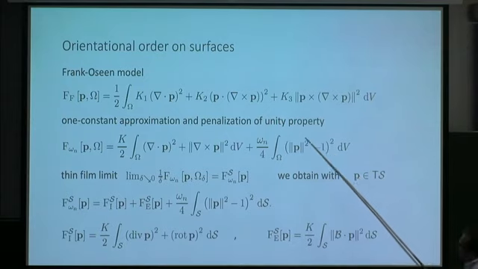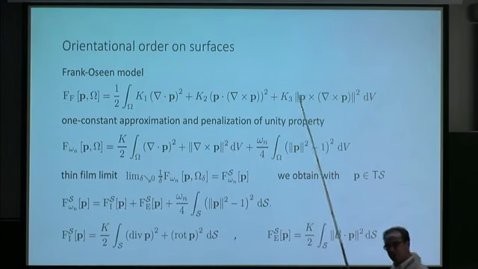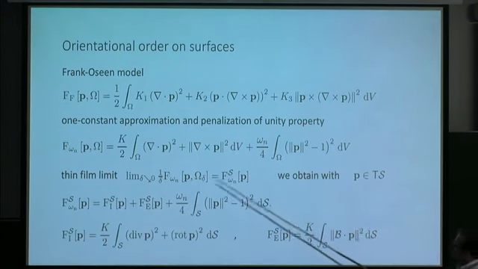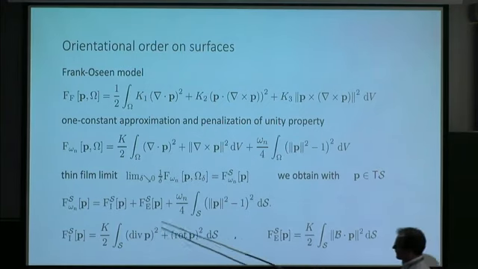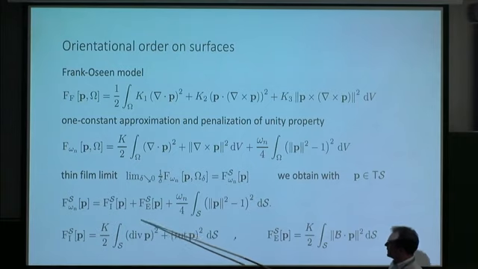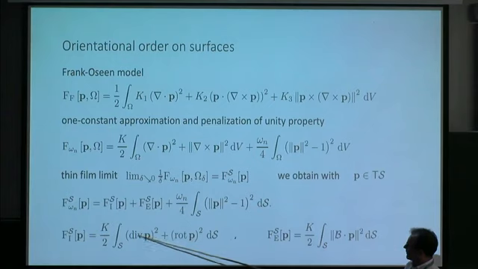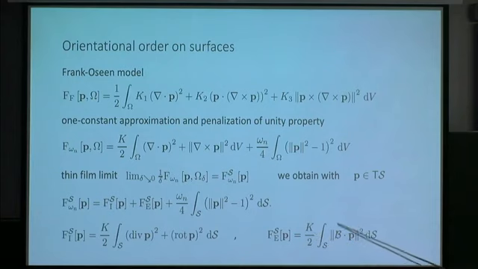Okay? And now I formulate this in a thin film around my surface with appropriate boundary conditions there, and let the thickness of the surface go to 0. And what I obtain is a model for my director field P, which now lies tangentially to the surface. Okay, that's what I'm interested in. And what I get is two different contributions. It's an intrinsic contribution for the energy, where these operators here are now the surface operators, so surface divergence, surface rotation. And I get an extrinsic contribution where B is the shape operator. And of course my penalization term.